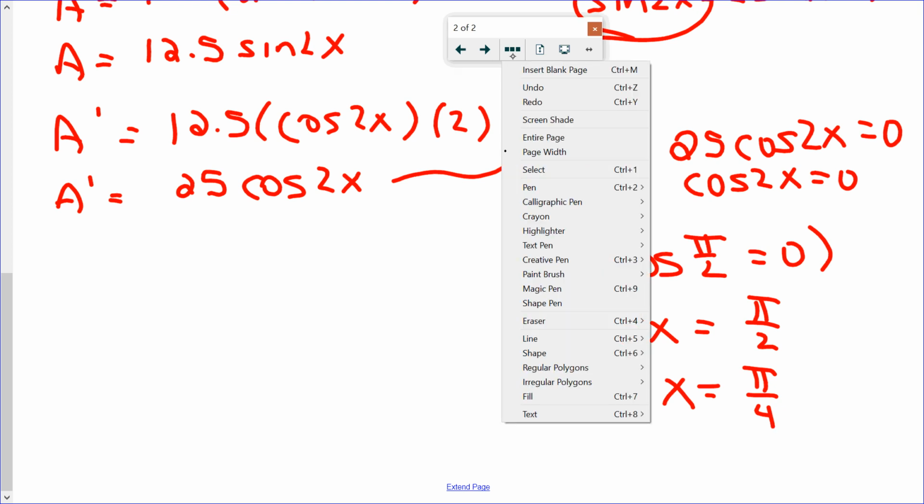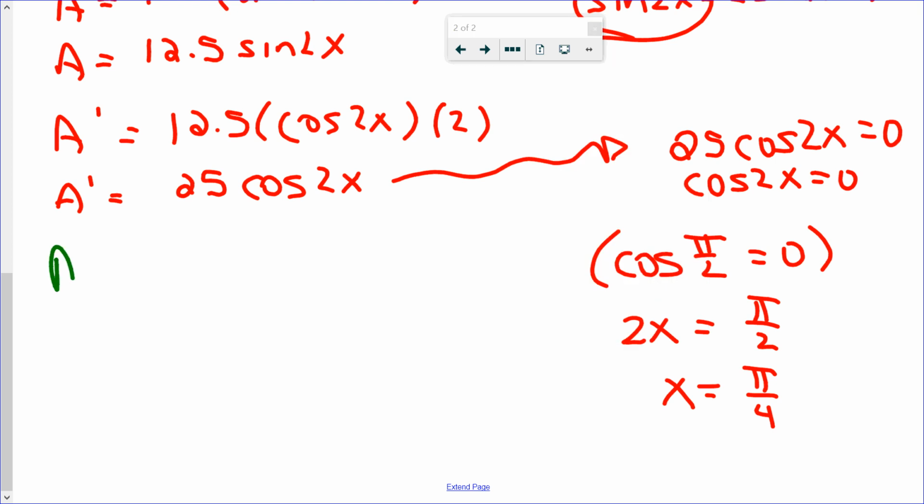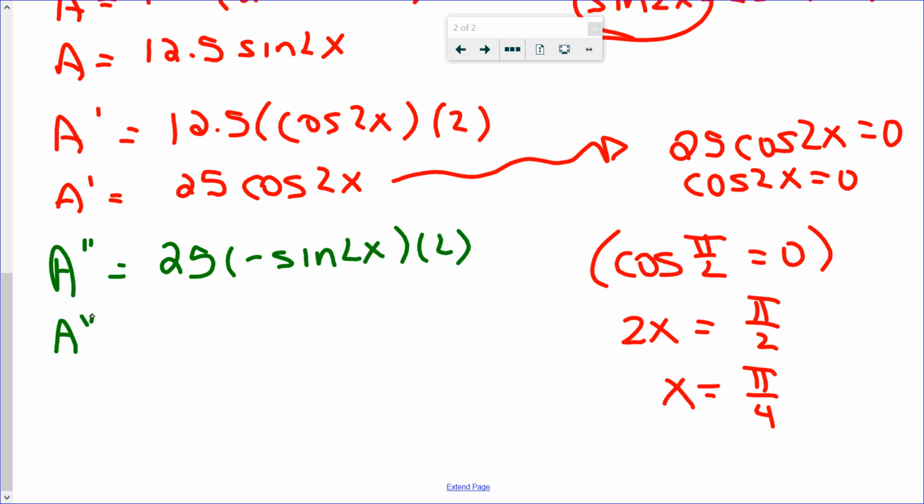So what I'm going to do is use the second derivative test. So let's find our second derivative. It's going to be 25 times the derivative of cosine, which is negative sine, multiplied by 25. So my second derivative is negative 50 sine of 2x.